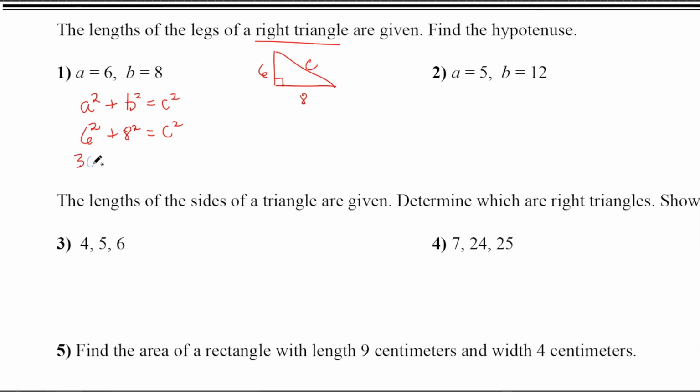So this is going to be 36. This is going to be 64. That's equal to c squared. 36 and 64 is 100. But that equals c squared. That's not my answer. That's not the hypotenuse. The hypotenuse is not 100.